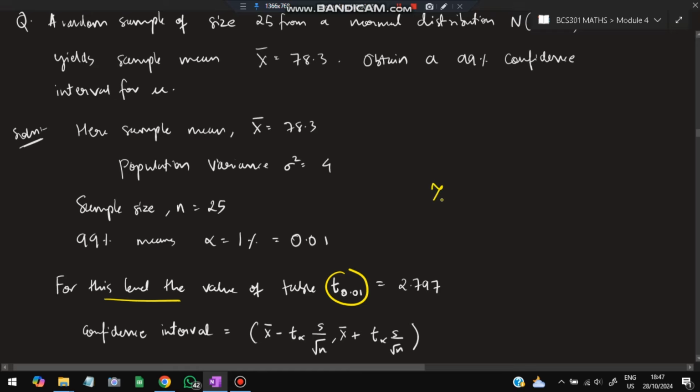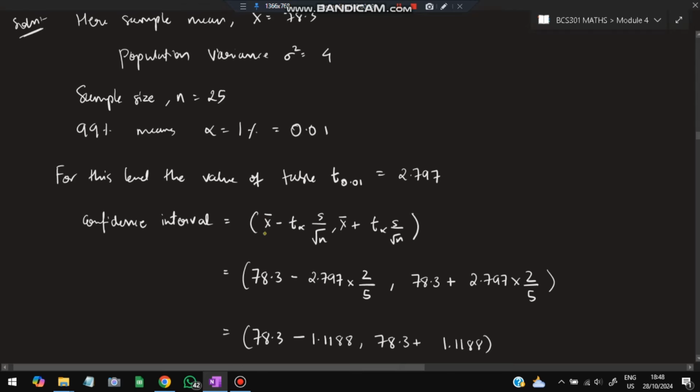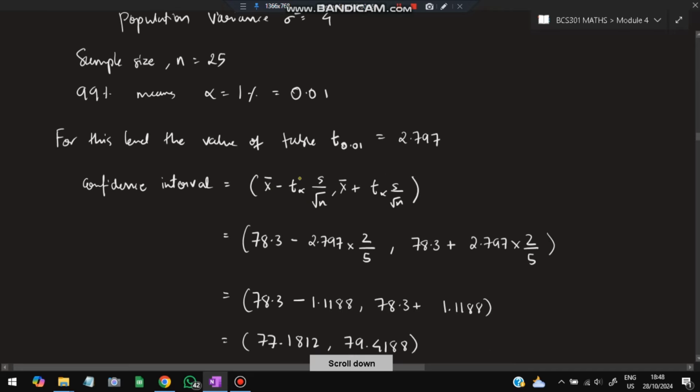If it is a large sample, refer the z table and find out the value. If it is a small sample, refer the t table and find out this value. It is 2.797. Usually they will give it in the question. If they don't give, you have to refer to that table, t table or z table. Now the confidence interval formula is like this. This is the first term, this is the second term. First we are calculating the value t alpha s by root n. This you will be adding with x bar: x bar minus this value, x bar plus this value. That is how we obtain the confidence limit.